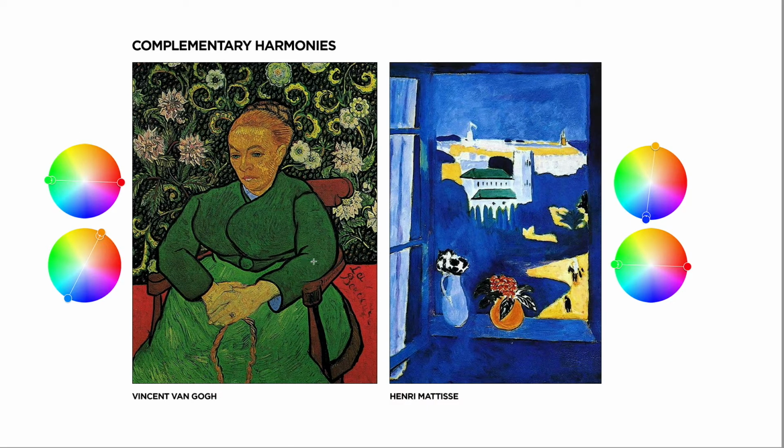obviously on the left hand side with Van Gogh's painting we have reds which are directly opposite greens. So the green here, which is the general makeup of the painting, has red right alongside it to create that contrast, to make it pop. We also have another complementary colour.